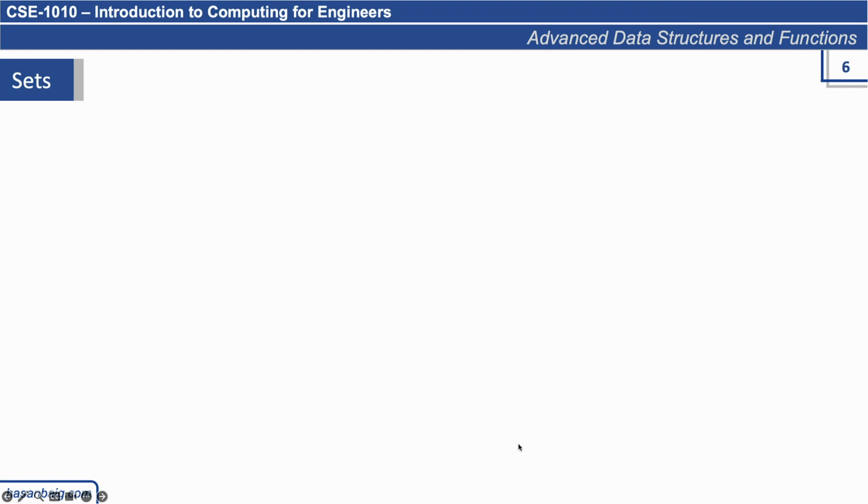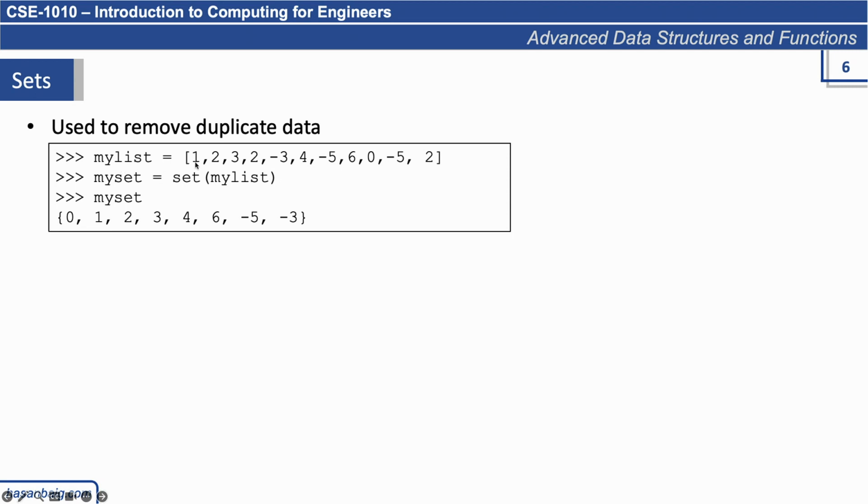So sets are used to remove duplicated data. If you have a list of student IDs, and you think that student IDs are duplicated, so you might have added student IDs a couple of times, all we want to do is remove the duplicate items. So what you can do here is you have a list. Let's say it has elements 1, 2, 3, 2, minus 3, 4, minus 5. You can see 2 is repeated a couple of times here, minus 5 is repeated. When you pass this list into a set function, it will create a set of unique elements. It will remove any duplications.